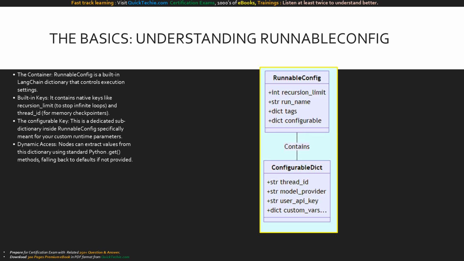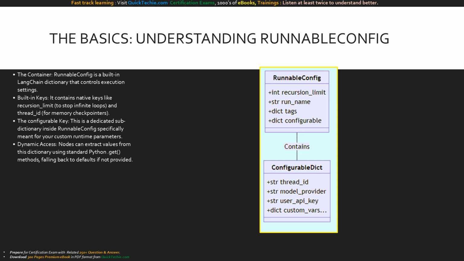To master runtime arguments, we must understand their container, the runnable config. Think of runnable config as a secure envelope passed along with your state to every single node. LangGraph relies on it for native execution control. For instance, it contains built-in keys like recursion limit, which dictates the maximum number of supersteps to prevent infinite loops, and thread ID, which is crucial for loading memory checkpoints.